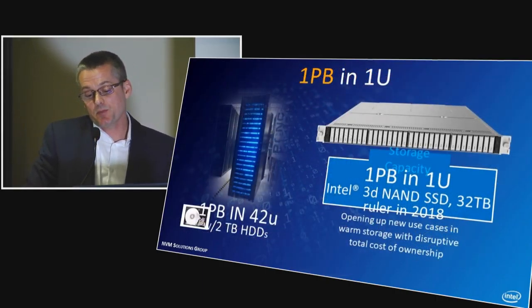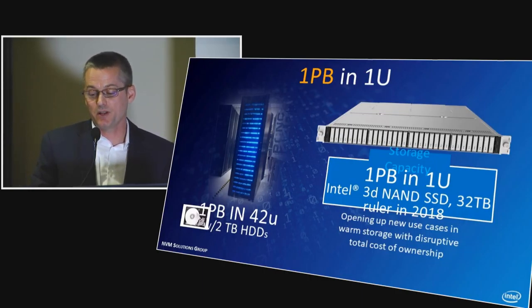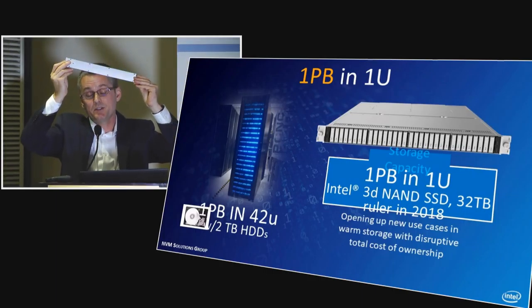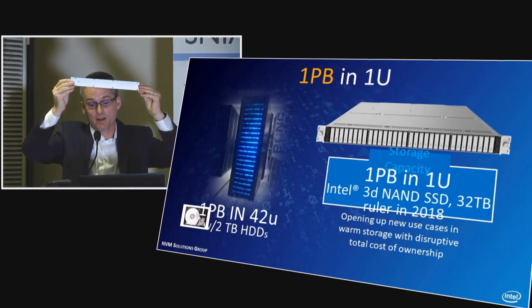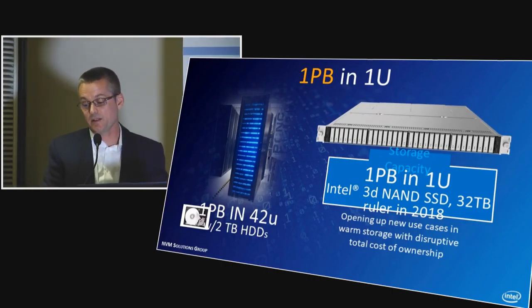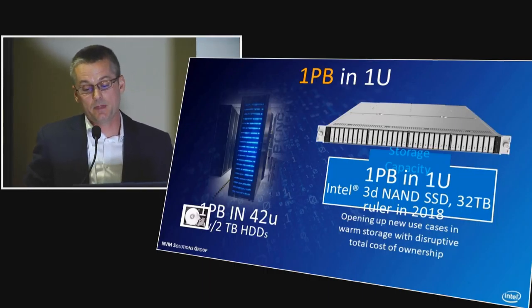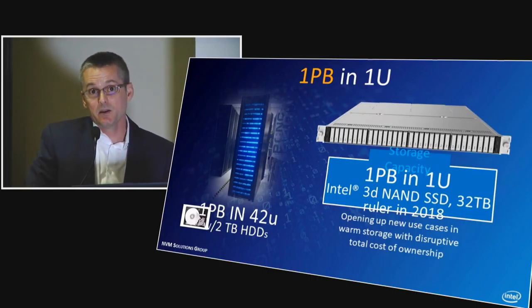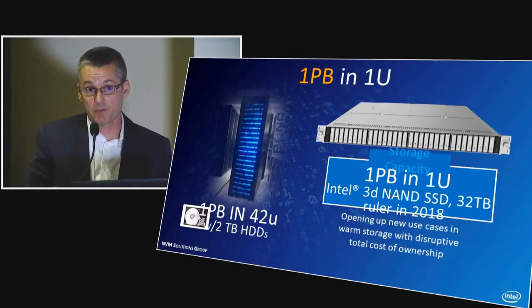From a 3D NAND density perspective, one thing that we're very excited about is how much capacity we can fit into a 1U space. Depicted on the left is a 42U rack made up of 2 terabyte hard drives, which in total adds up to about 1 petabyte of data. As we head into this year, these rulers will be available in 32 terabytes, and there are 32 rulers in the design in a 1U rack. So we'll be able to offer 1 petabyte of data in a 1U rack. So that's part of 3D NAND and the density that we're offering. And I realize that other vendors will be able to offer a similar high density with their 3D NAND, but it's also indicative of giving you all more choices in better meeting the needs of your customers.